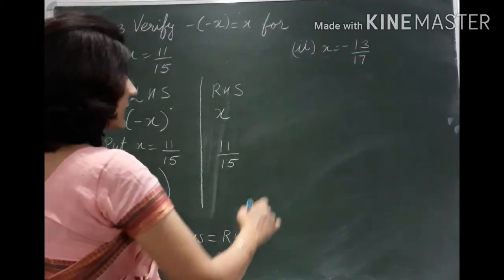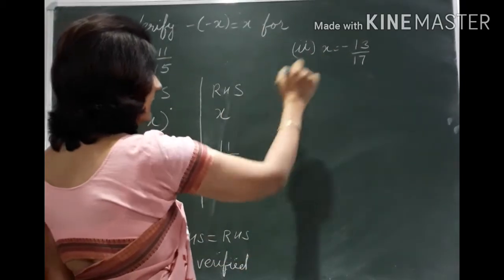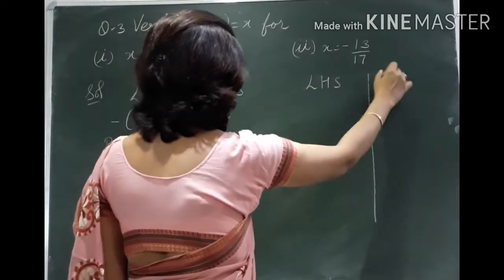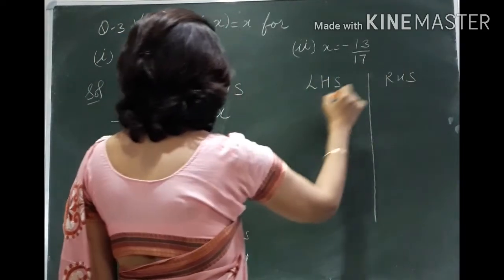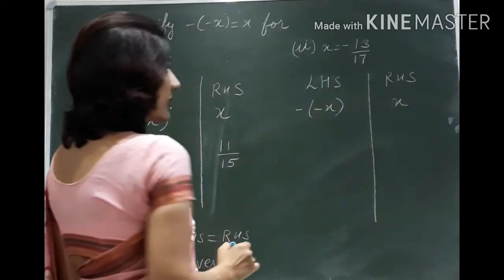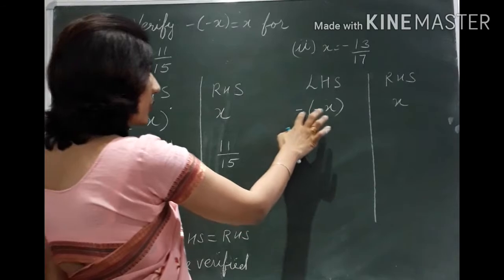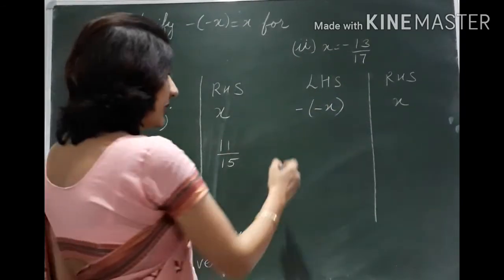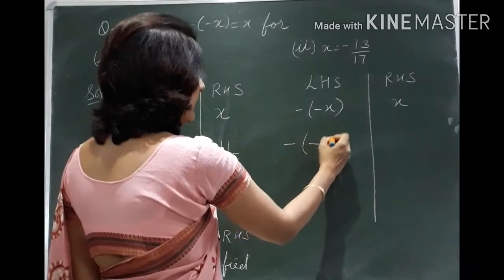Second part is the value of x is minus 13 by 17. Again make two columns, one LHS, one RHS. LHS of the equation is minus of minus x, RHS is x. Now see here, two minus are already there and the value of x is minus 13. Means at a time we will get 3 minus.